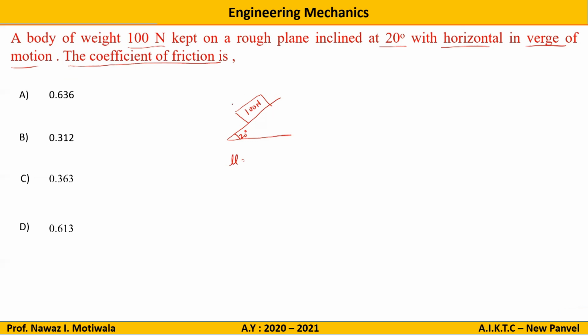Here there is no force applied, and it is on the verge of motion. That means the motion is just starting on its own. That means this angle is the angle of repose. So if this is the angle of repose, I can directly write mu is equal to tan of that angle of repose. So I will get mu is equal to tan of 20 degrees, which gives the answer 0.363. So the answer is option number C.